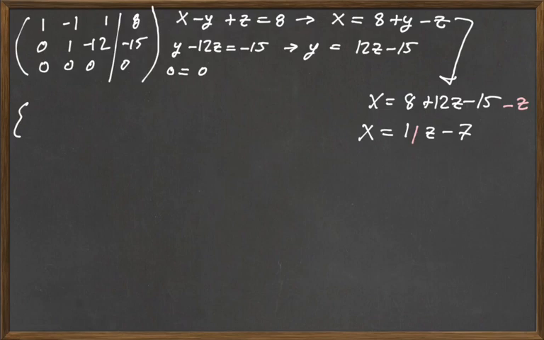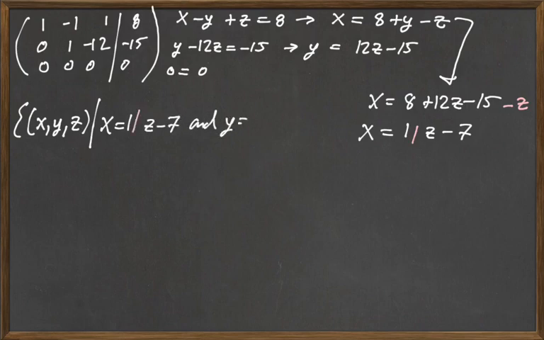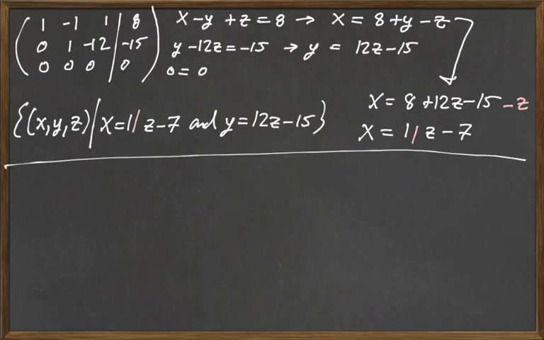So our solution is going to be all ordered triples x, y, and z such that x is equal to 11z minus 7, and y is equal to 12z minus 15. So that is all possible ordered triples. It is going to be a line in 3 dimensions where these 3 planes are intersecting.